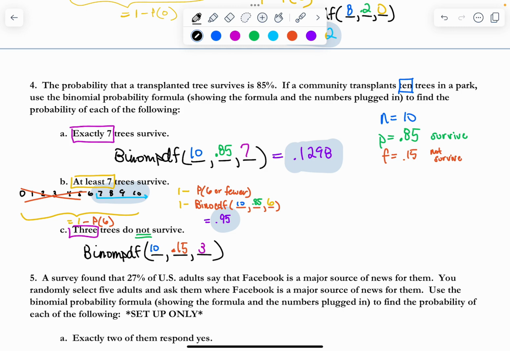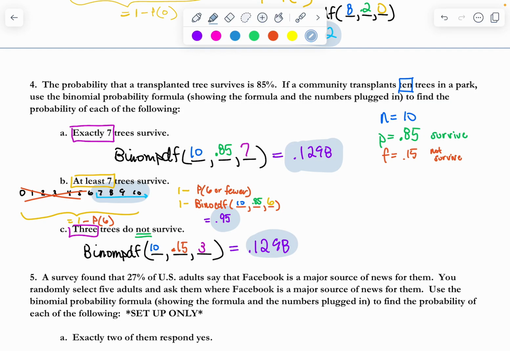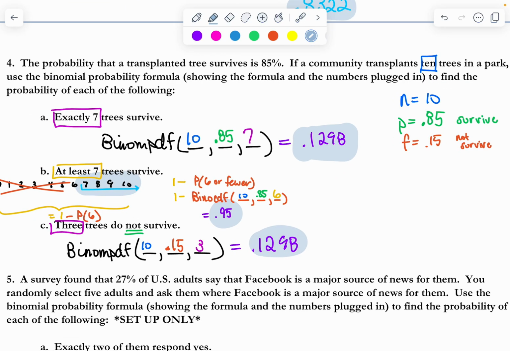And so we can just type that into our calculator, and we would get the answer of 0.1298. So there we have all the different scenarios. We have 2 examples for an exact probability. Make sure you know what we want, so which probability of success you should use, and then the exact number goes in the last one.